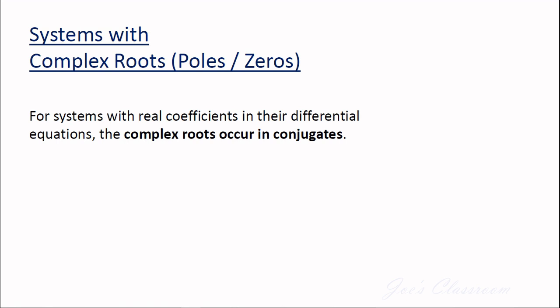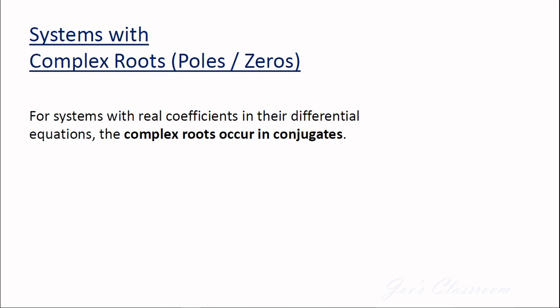As far as the systems with complex roots are concerned, one important thing the viewer has to understand is that the complex roots for an LTI system are going to occur in conjugates. This is because LTI systems will result in differential equations with real coefficients. In mathematics, you might have studied that all polynomials having real coefficients will result either in real roots, or if at all there are complex roots, they will occur in conjugates.